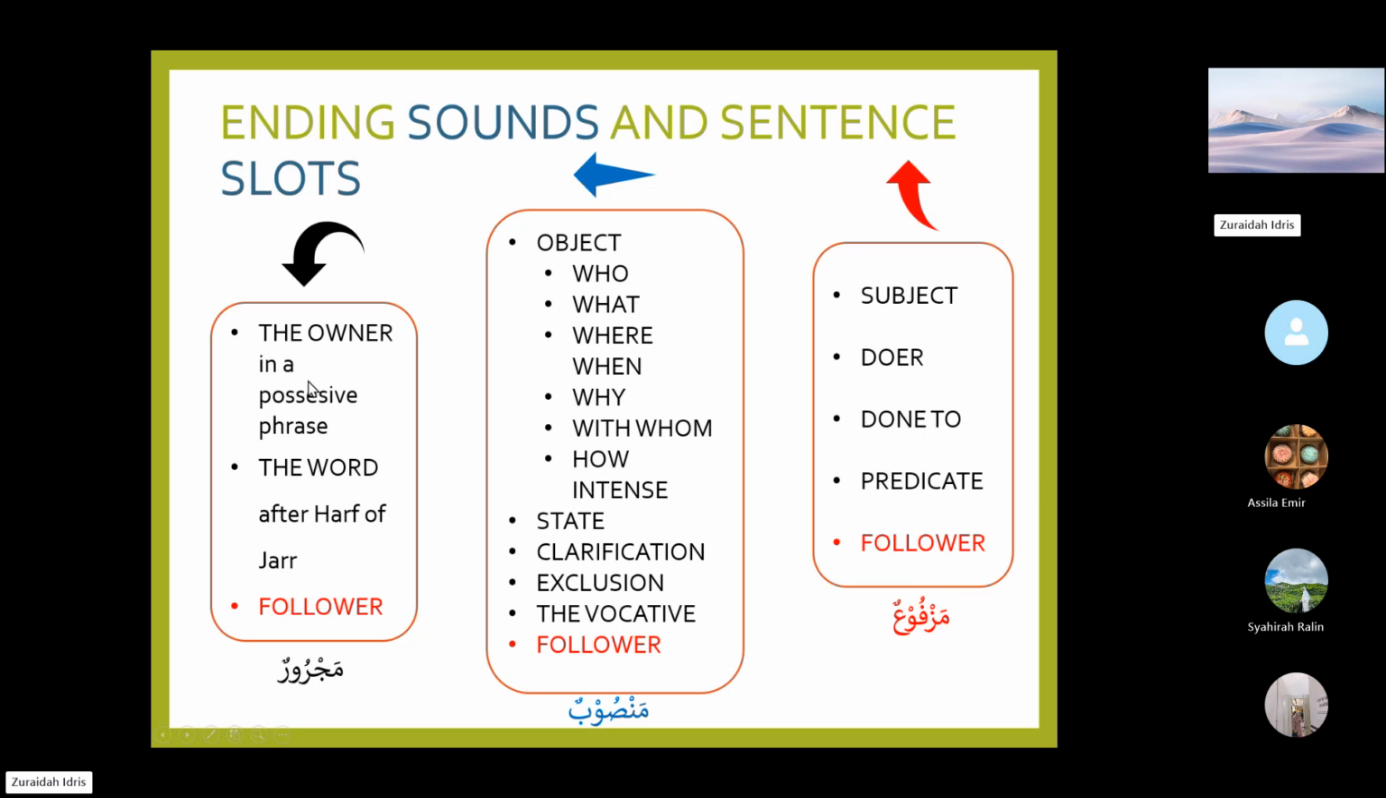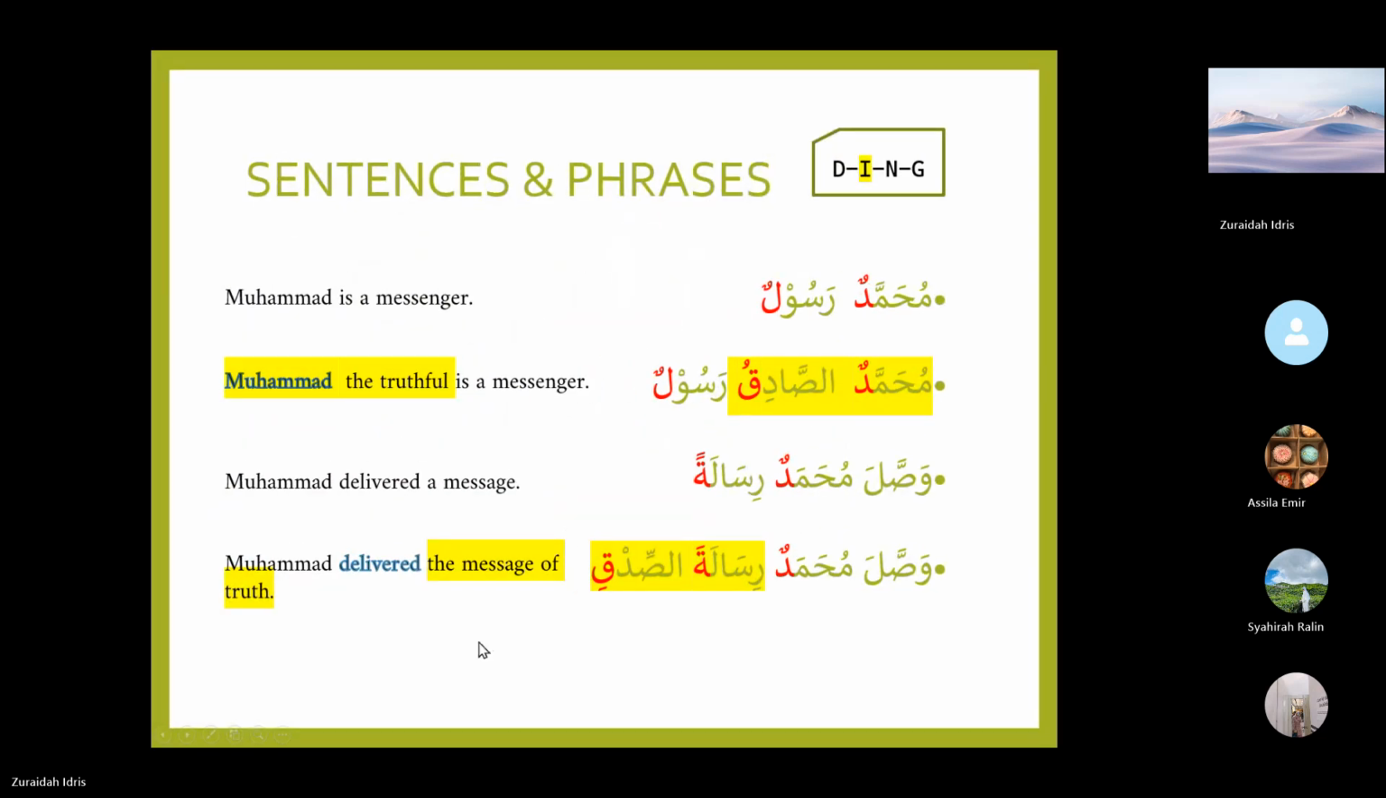So this is what we're looking at. The owner in a possessive phrase will be majroor. This is what we said. It will have jar. So do we have jar? Yes, we have jar. So this is the owner, and this is a possessive phrase. So it's the message of truth. The owner of this message is truth. So this is mausuf sifa, identical in every way.